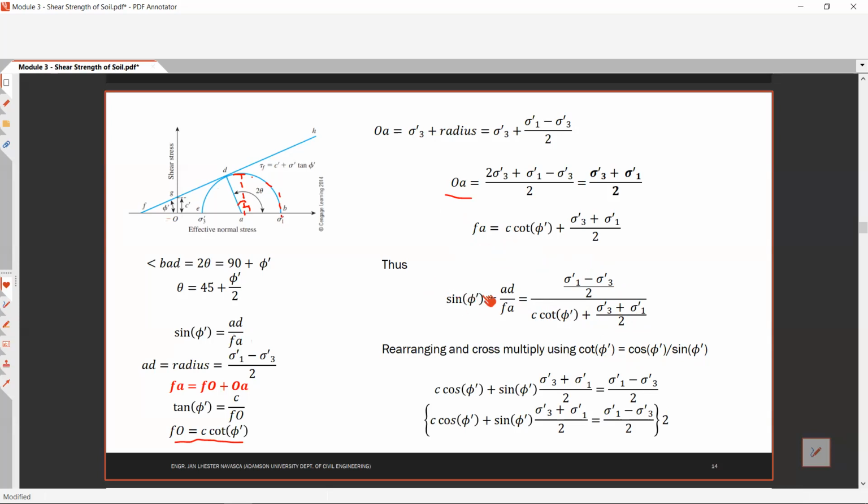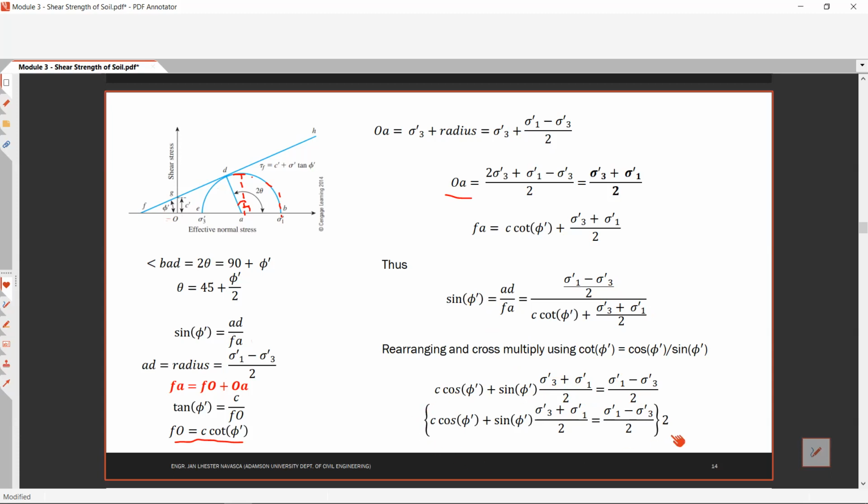Okay, so yung sine dito makakawala, magiging cosine na lang siya. So that is why C cosine phi prime. Then yung sine phi prime dito, mamumultiply dito. So that is why sine phi prime, then sigma prime 3, sigma prime 1 over 2. Then ito as is. So that is sigma prime 1 minus sigma prime 3 over 2.